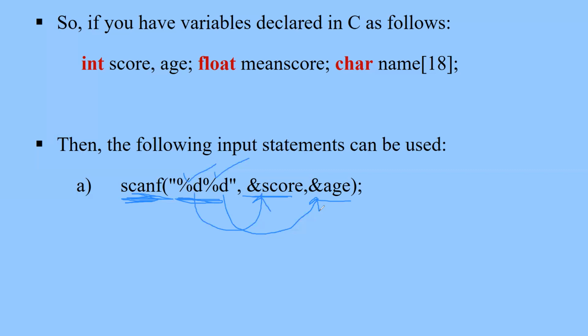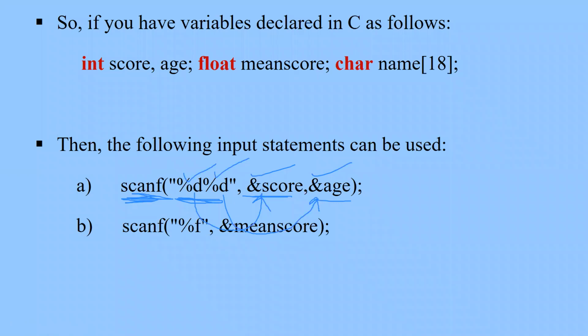So the first value is a score. So it's the memory location called score. The ampersand here, we call it the memory address operator, or simply memory operator. So this statement means get two values, read the two values through the keyboard, of type integer. The first value is stored in the memory location called score. The second value is stored in the memory location called age.